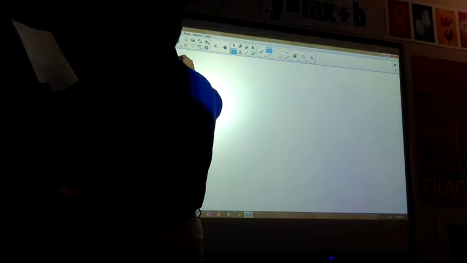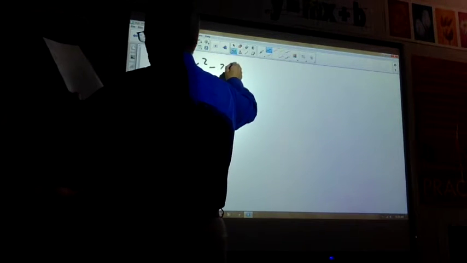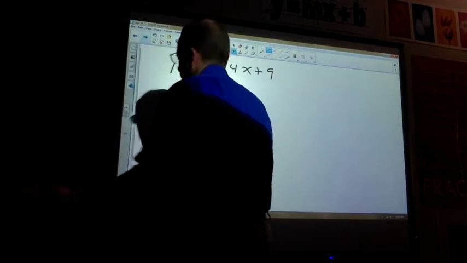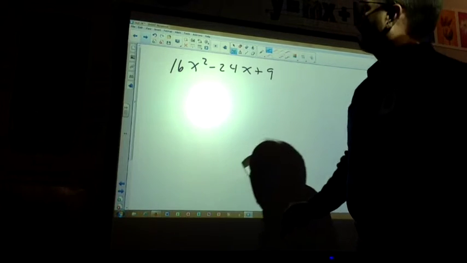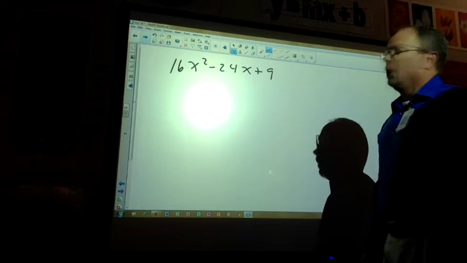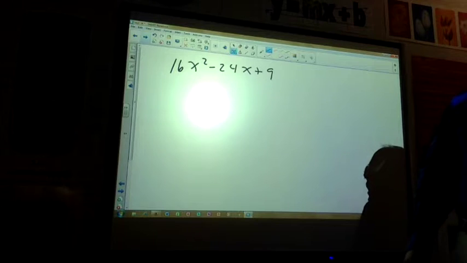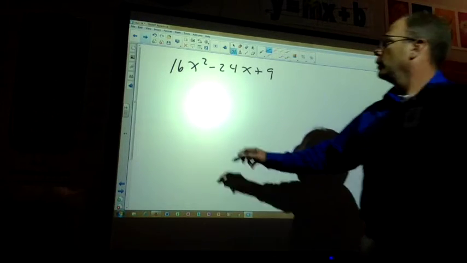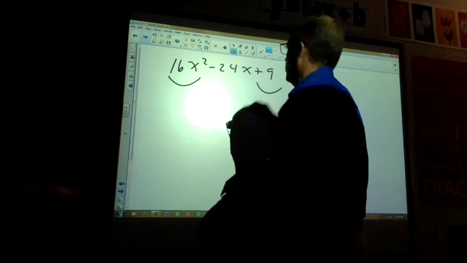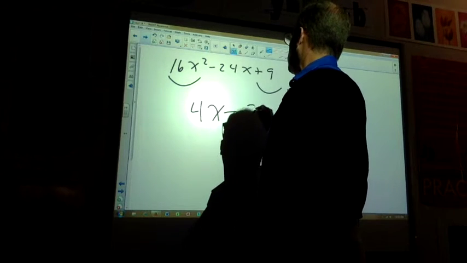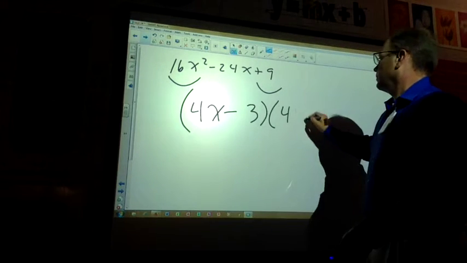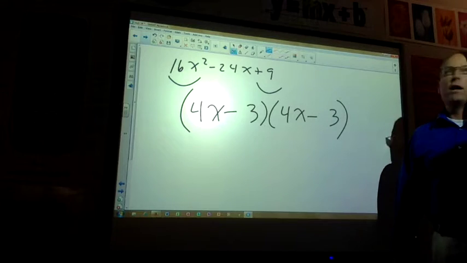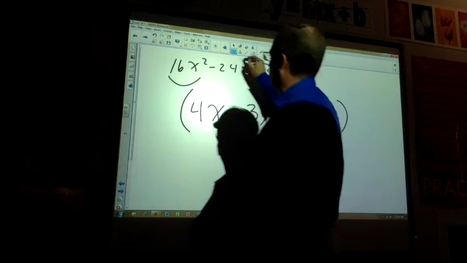All right, last one. 16x squared minus 24x plus 9. Still with me? Some of you might have seen this right away that this is a perfect square. This is a perfect square. This is a perfect square. No GCF. Those of you who didn't see it right away, do it our normal way.